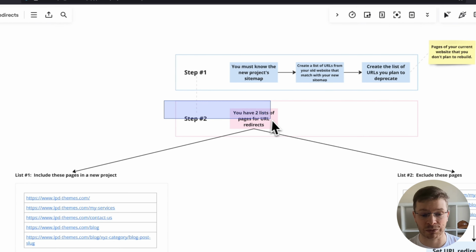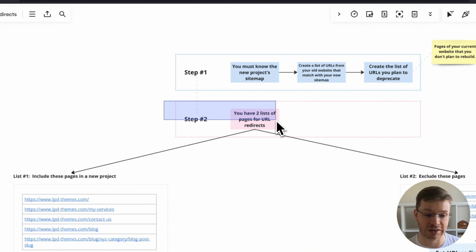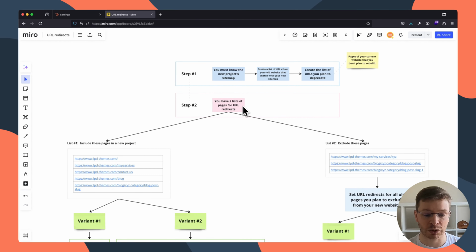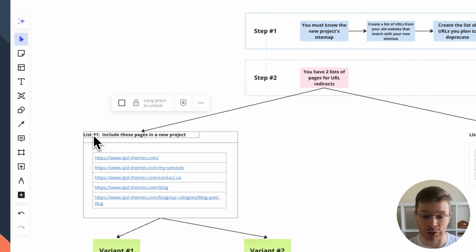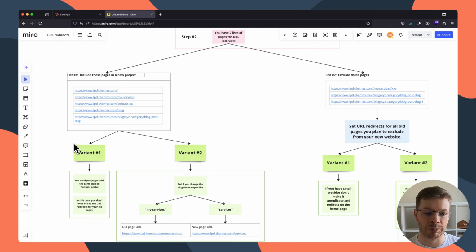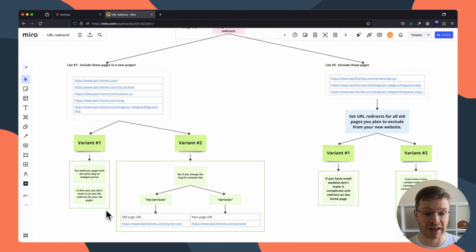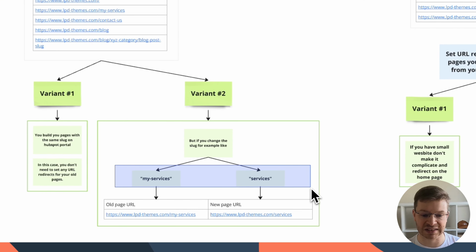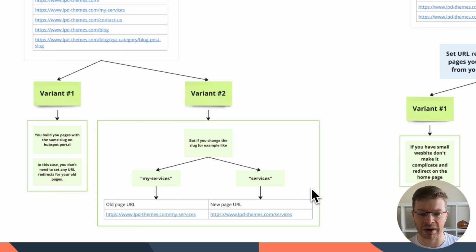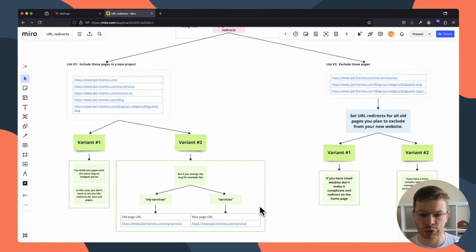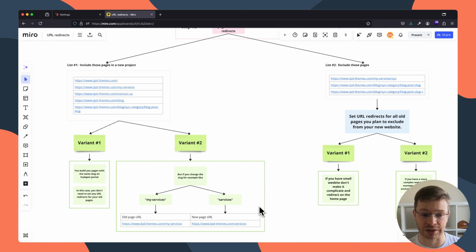Alright, and when we have two lists of pages, we need to set URL redirects. For pages that will be included in our new project, we have two variants. If we build a new page on HubSpot with the same URL, the same slug the old page had, we don't need to set any redirects for this page. But if you change the URL slug, as in this example, we change the slug from my service to services, you have to set URL redirects for this page. Now let me show you how we can do that.